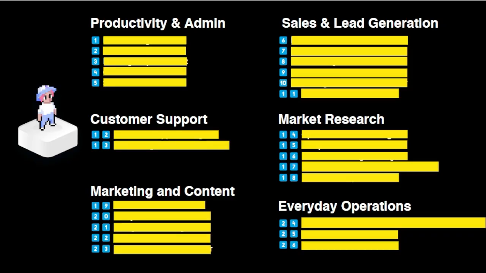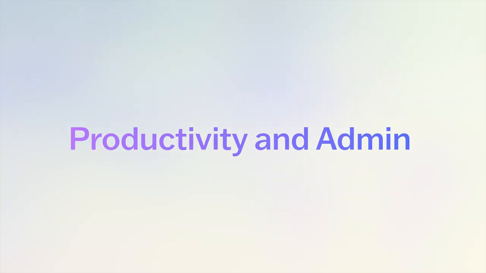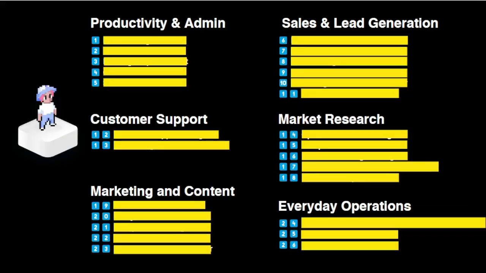By the end of this video, you'll have a list of 25 different use cases that you can put into your businesses. And hopefully you'll see a few things that you didn't know could be automated before. Let's just get into it. So I've divided the use cases into these 5 groups that you see here, and we'll be going through them throughout the video. Let's start with the first group, productivity and admin.